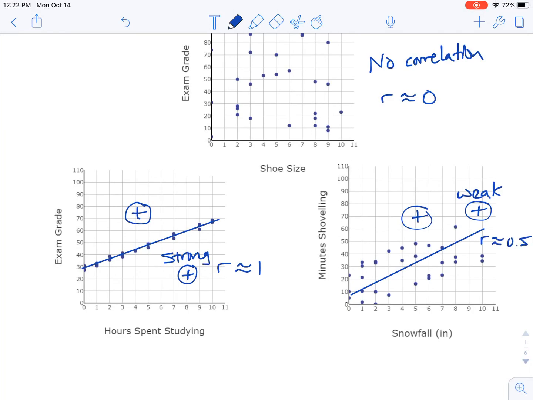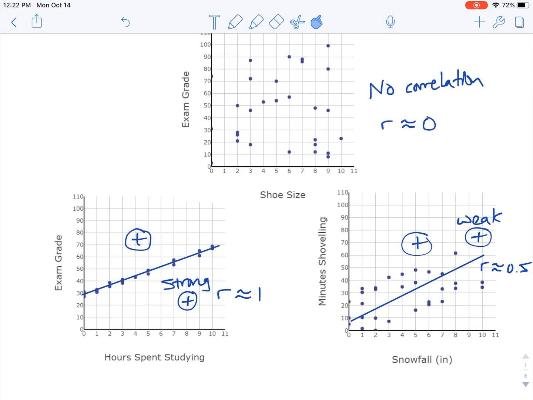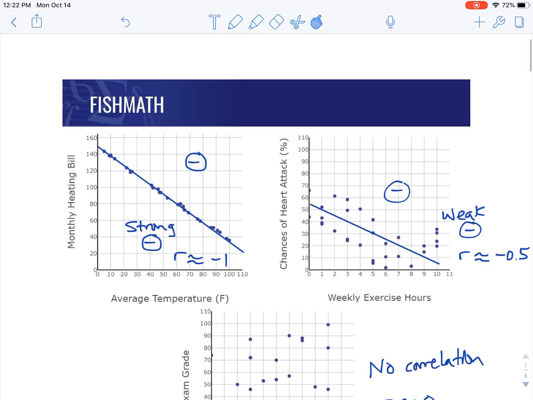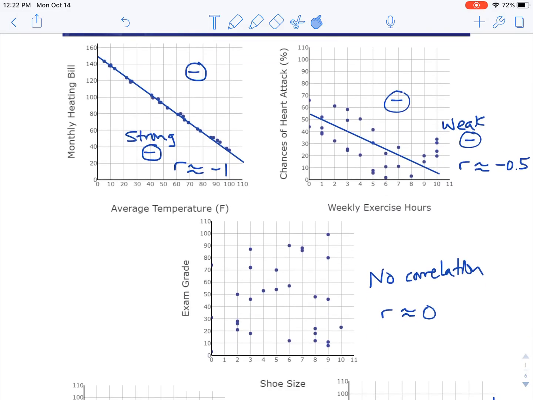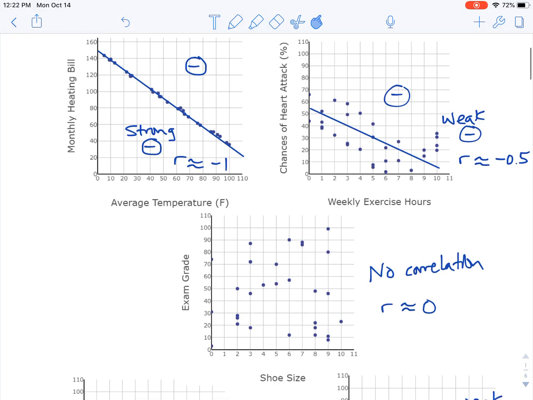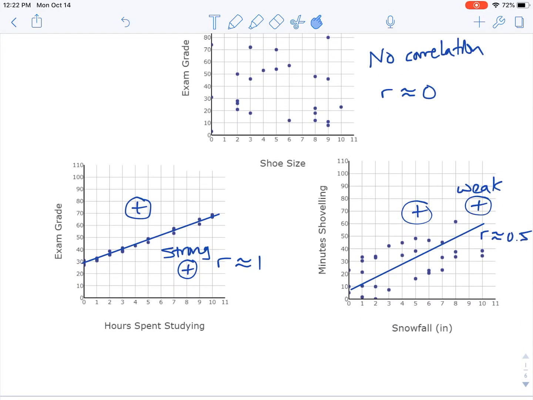That's how we estimate R values using the different correlations here. Again, strong means it's closest to 1 if it's positive, or it means it's closest to -1 if it's negative. And then for weak, it'll be closer to -0.5 if it's going down, or 0.5 if it's going up.